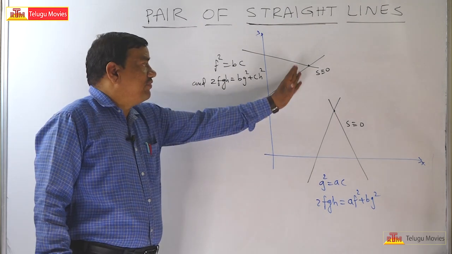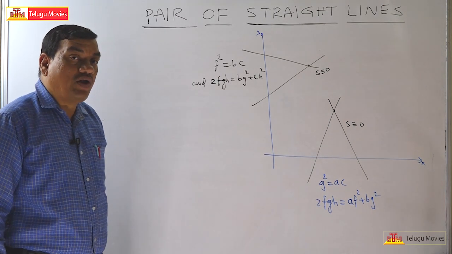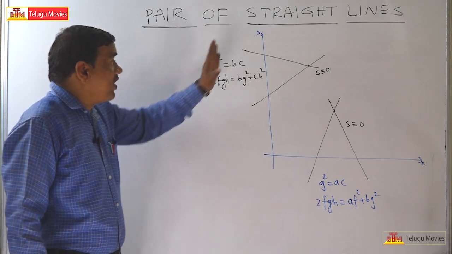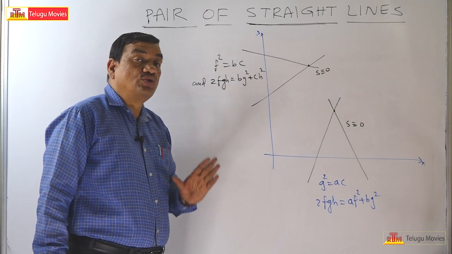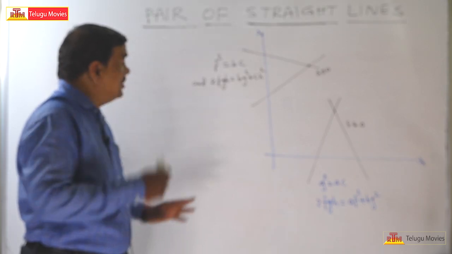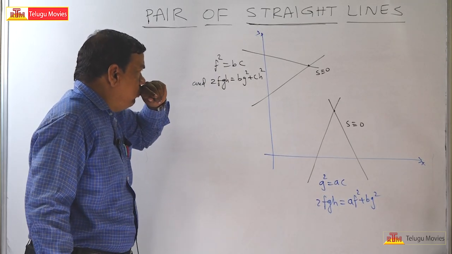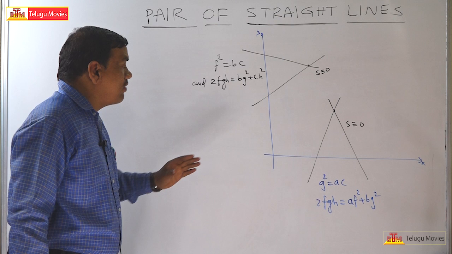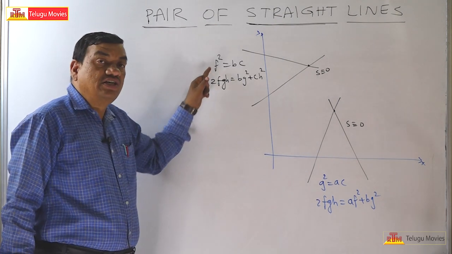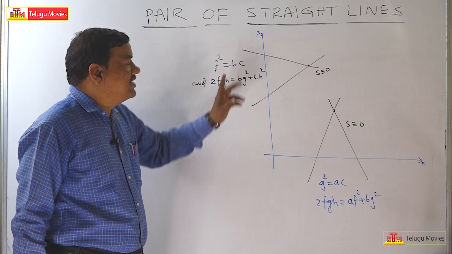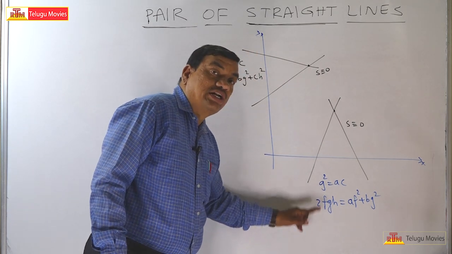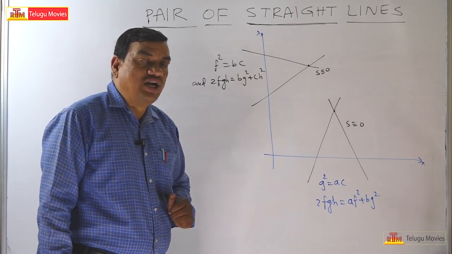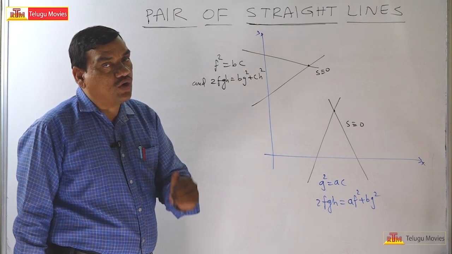Second, if S is equal to 0 represents a pair of lines and the lines intersect the y-axis, the condition is f square is equal to BC and 2FGH is equal to BG square plus CH square. If these two conditions are satisfied, then the lines intersect the y-axis. I hope that you understand this concept. Let us go for the next concept.